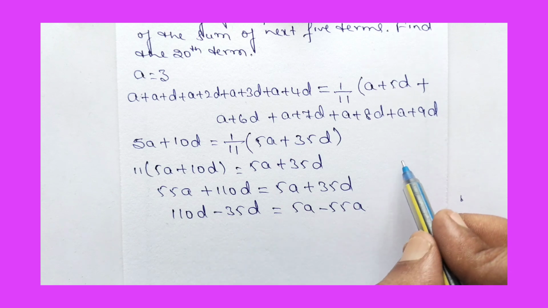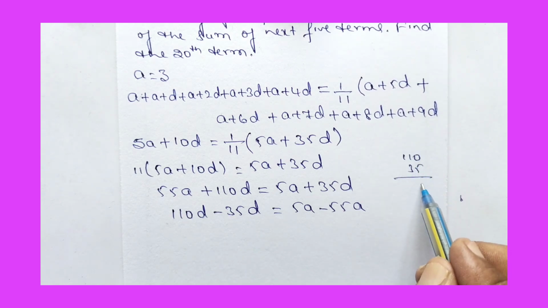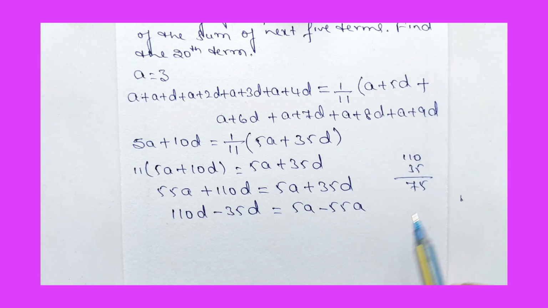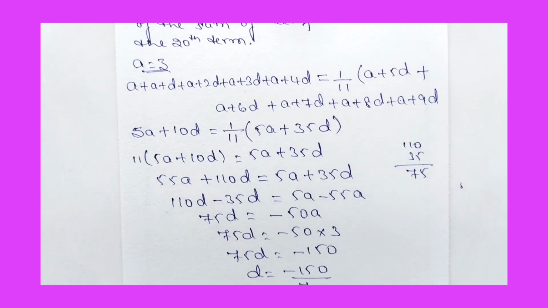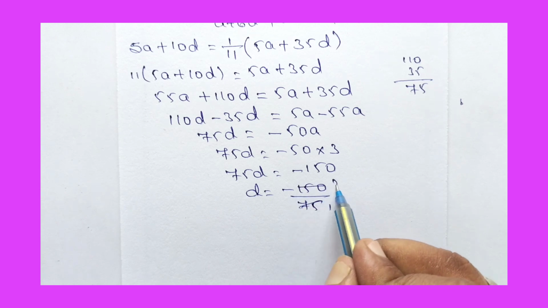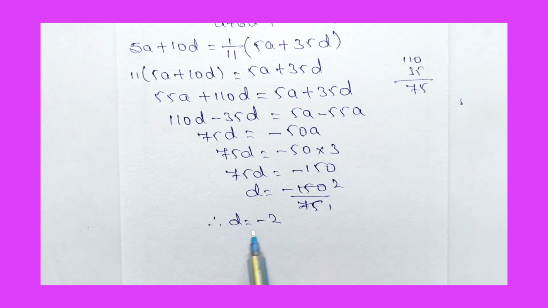So now let us subtract these two. From 110, let us subtract 35: 10 minus 5 is 5, then 10 minus 3 is 7. It will become 75. So now 75d is equal to minus, how much will it become? It will become minus 50a. So 75d is equal to minus 50 into the value of a, which is 3. So 75d is equal to minus 150. So d is equal to minus 150 divided by 75. 75 ones are 75, 75 twos are 150. Therefore d is equal to minus 2. So we got the value of d as minus 2.